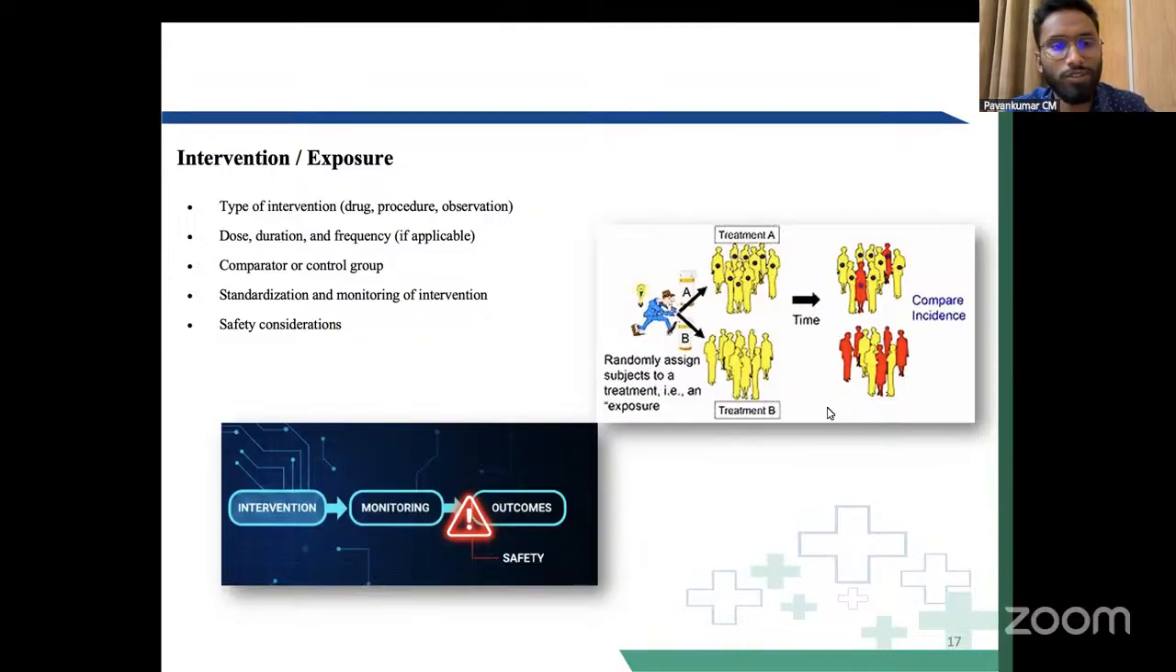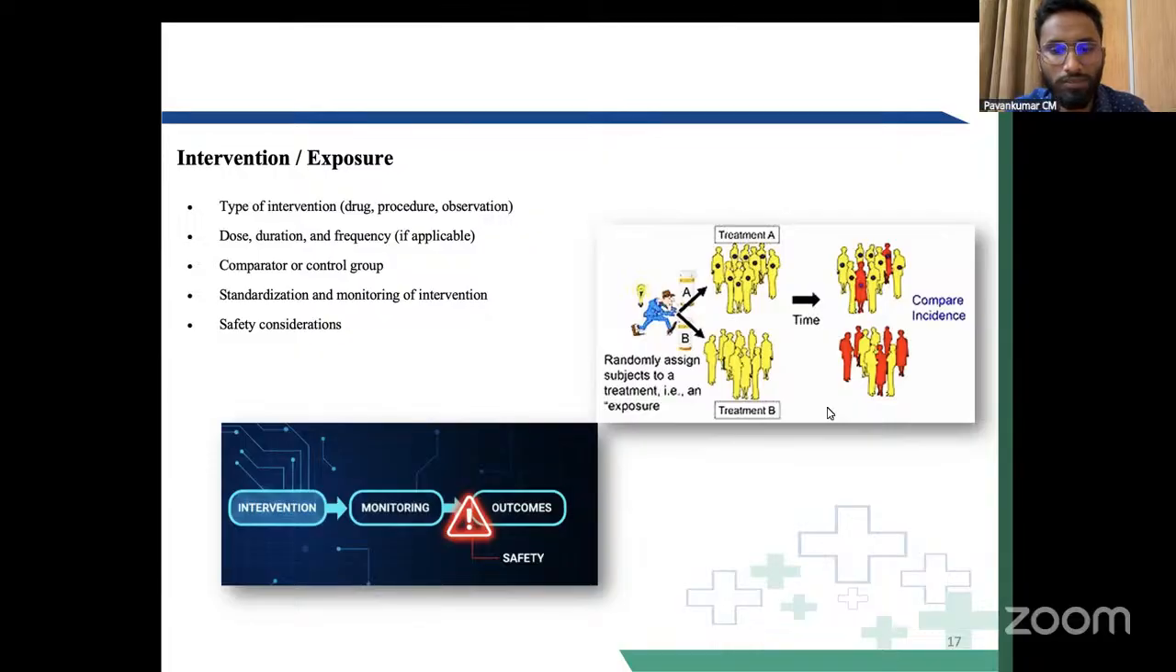And coming to the duration and the frequency, it is applicable for drugs and procedures, detailing the dose, duration and frequency. This ensures that the intervention is consistent across participants and reproducible in future studies related to the same meaning we are going to see.